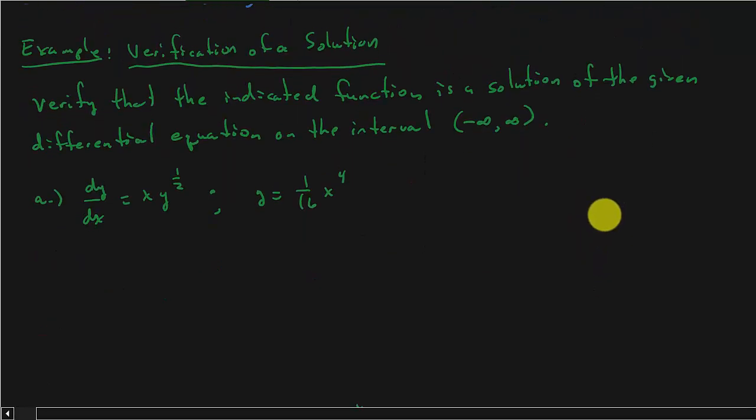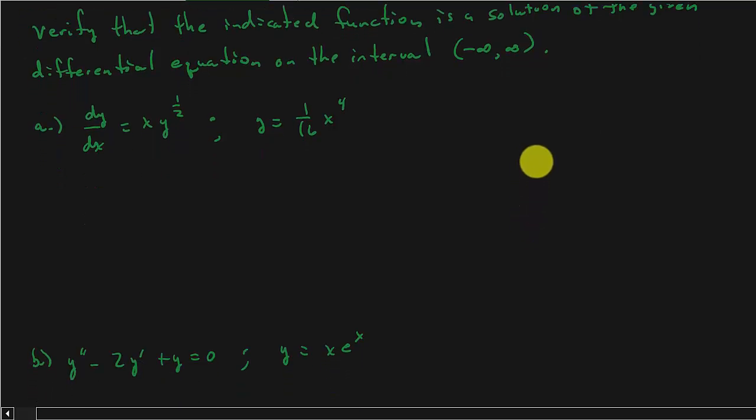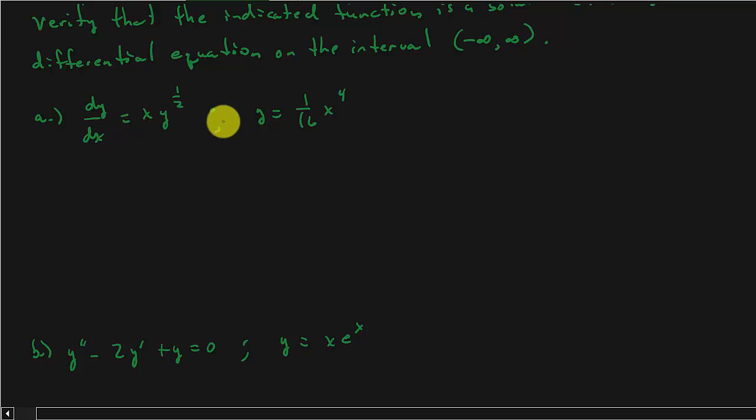So let's look at an example. We're going to verify a solution. It says verify that the indicated function is a solution of the given differential equation on the interval negative infinity to infinity. All right, so we've got the differential equation here, and this is what they're saying the solution is. So what we want to do is take the derivative. We want to find dy dx. Well, that's going to be 1/4 x cubed. We're just taking the derivative of this. And then we're going to plug this in for the derivative, and we're going to plug this in for y.